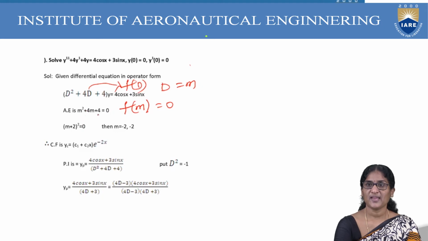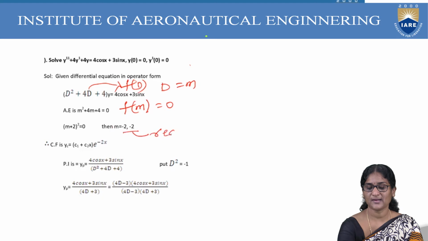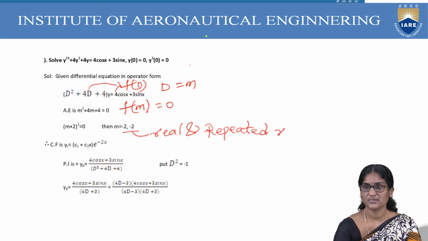It is in the form of a plus b whole square. A plus b whole square can be written as m plus 2 whole square is equal to 0. There are two real and repeated roots. Okay. Real and repeated roots.